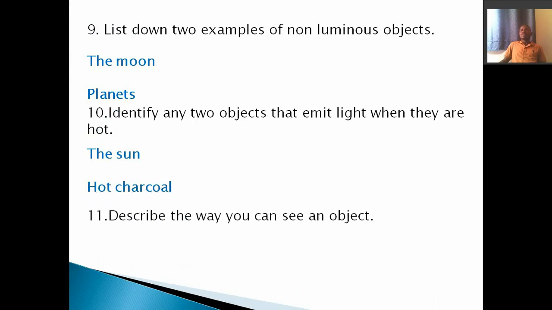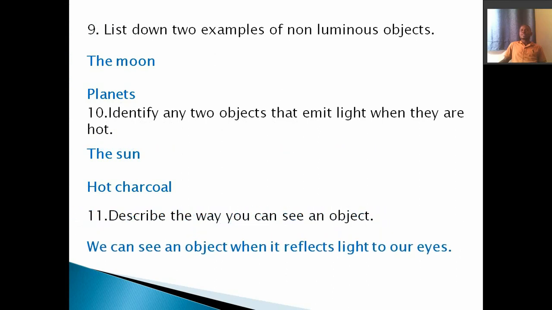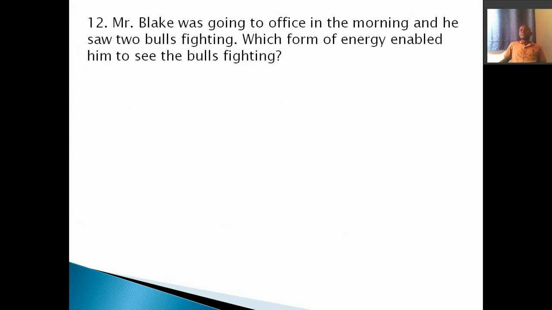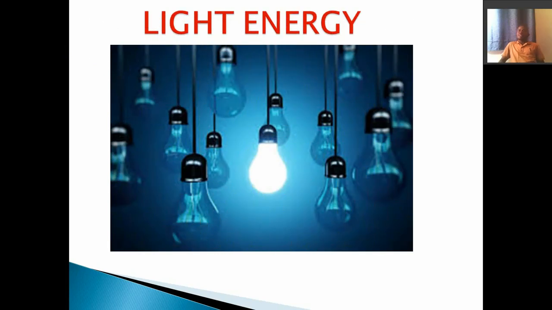Number 11 says, describe the way you can see an object. Then the answer is, we can see an object when it reflects light to our eyes. Then number 12 lastly says, Mr. Blakey was going to office in the morning and he saw two bulls fighting. Which form of energy enabled him to see the bulls fighting? And the answer is light energy. That was our activity that we did.